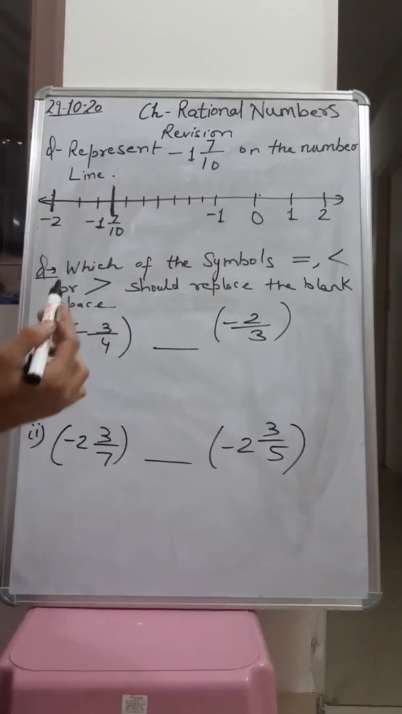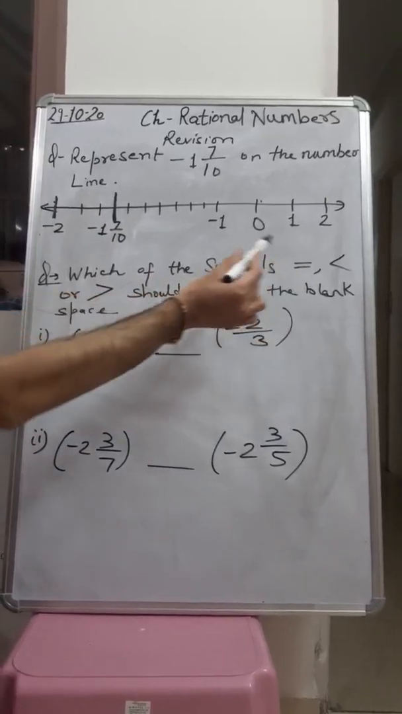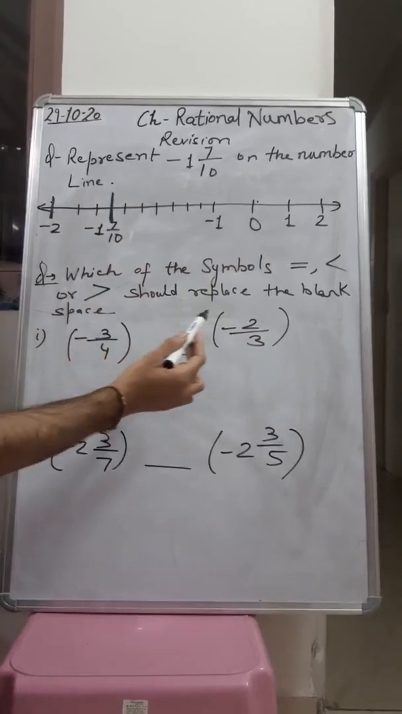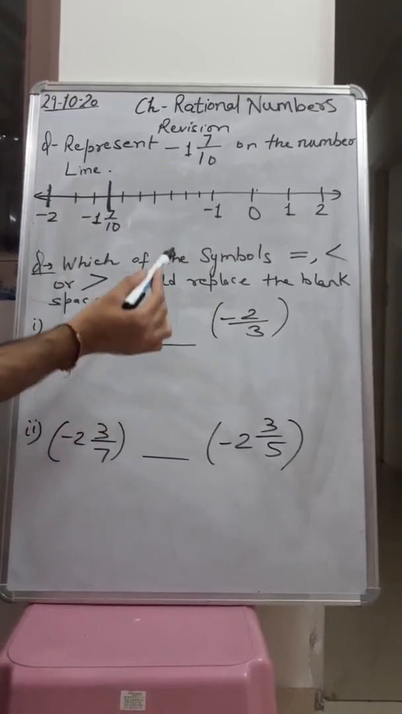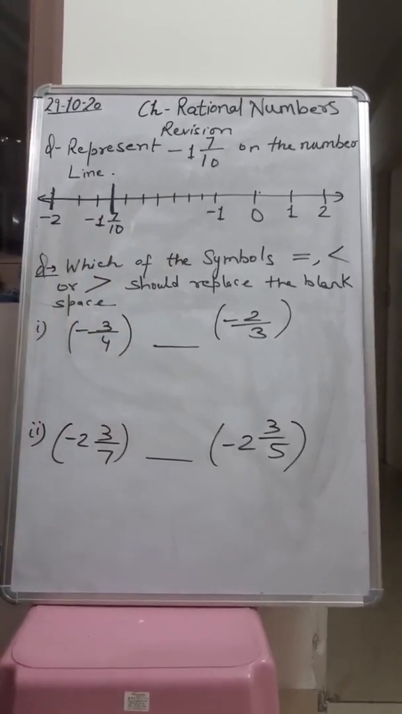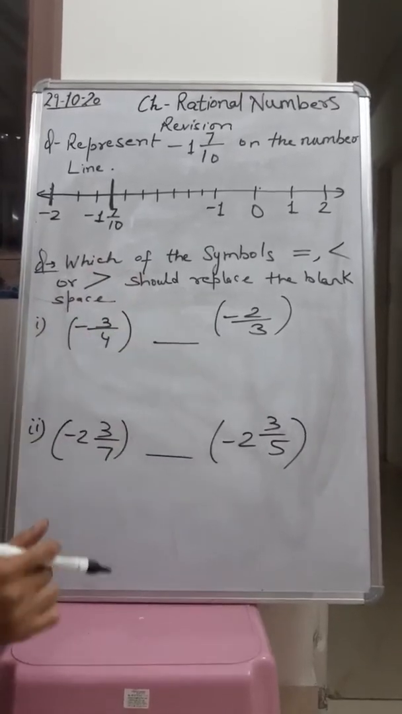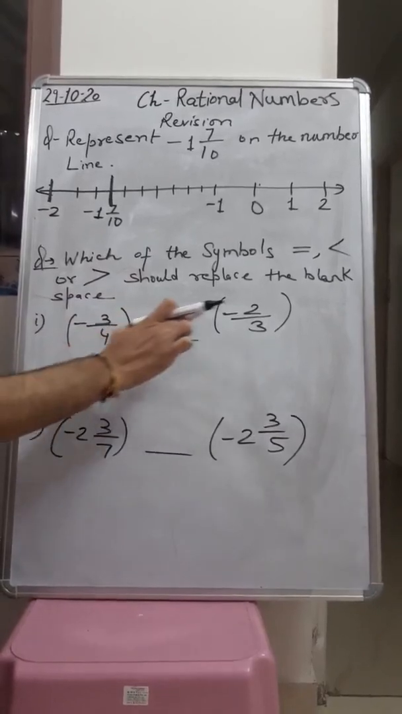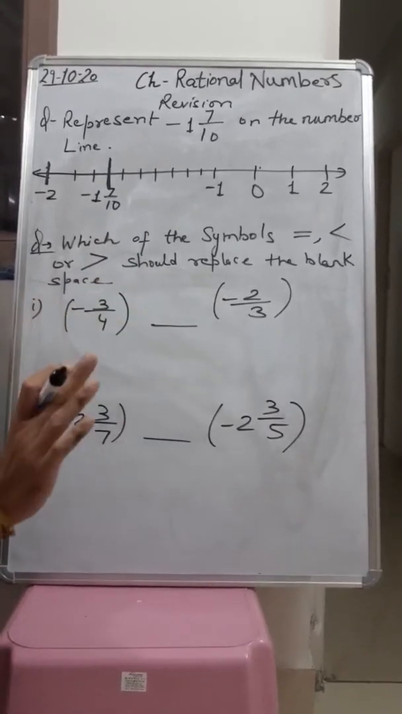Now the next question is: which of the symbols equal, smaller or greater should replace the blank space. So here we have been given rational numbers and in the blank we have to put a sign of equal, greater or smaller. To compare the two rational numbers, first we have to see that the denominators are the same, but here the denominators are 4 and 3. So we have to take the LCM of 4 and 3. The LCM of 4 and 3 will be 12.